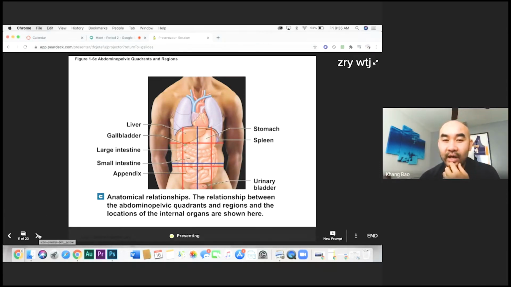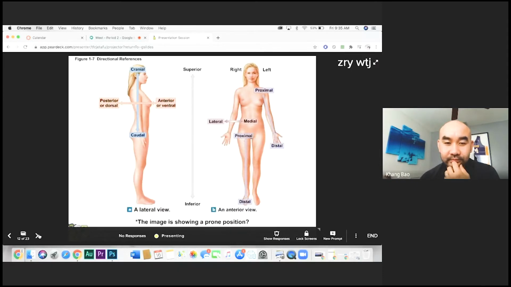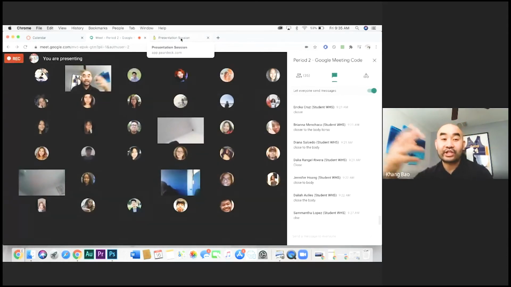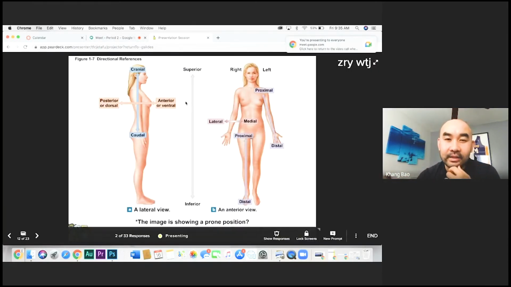So besides quadrants and regions, we also have directional references. Right? When we show direction, if something is toward the back, toward the front, toward the top, toward the bottom, and so on, these are terms that show direction. For example, if you have something that is heading towards the head, we call that superior.